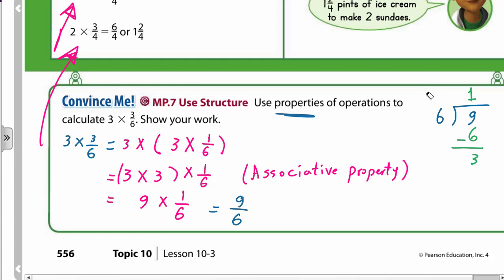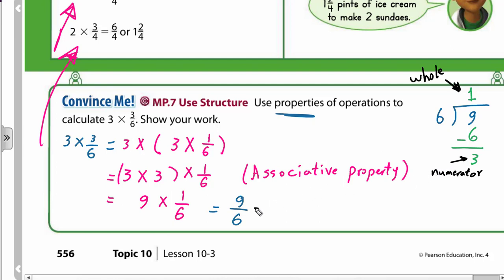And now, where is the whole number? The whole number is 1. The quotient is the whole, and the remainder is the numerator. And of course, we keep the denominator.